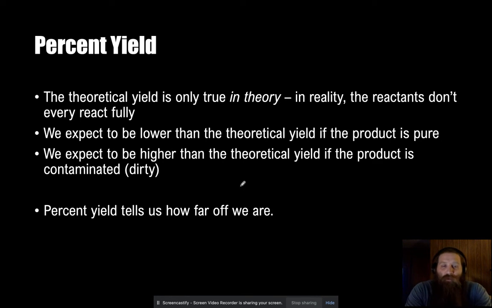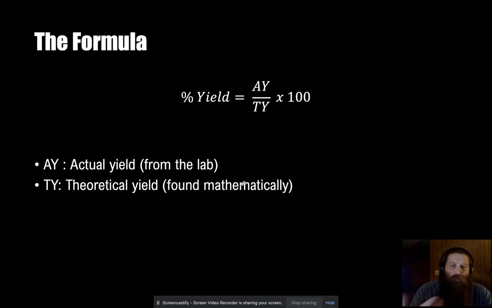When we find percent yield, that tells us how far above or below we are. Now, here's the formula. Percent yield is actual yield divided by theoretical yield times 100. Now, this is an absolute value, okay? It would not be wrong to put absolute value bars there. But I like to keep the positive and the negative, and here's why.